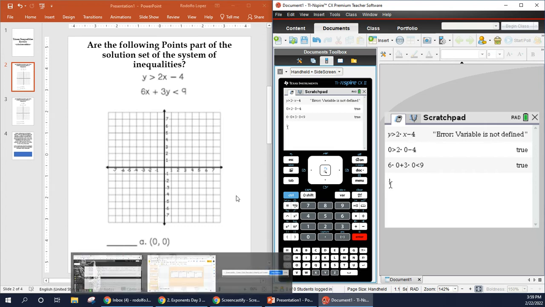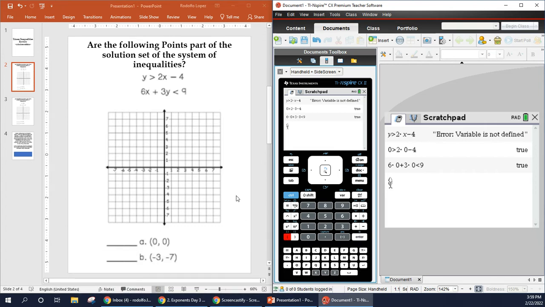So we have y, which is -7. I want to use parentheses when I'm dealing with these substitutions. -7 should be greater than or equal to 2 times x, which is -3, minus 4. So I'm plugging in -7 for y and -3 for x into this first inequality up here at the top. Notice how it says true. So it is in the shaded region of the first inequality.